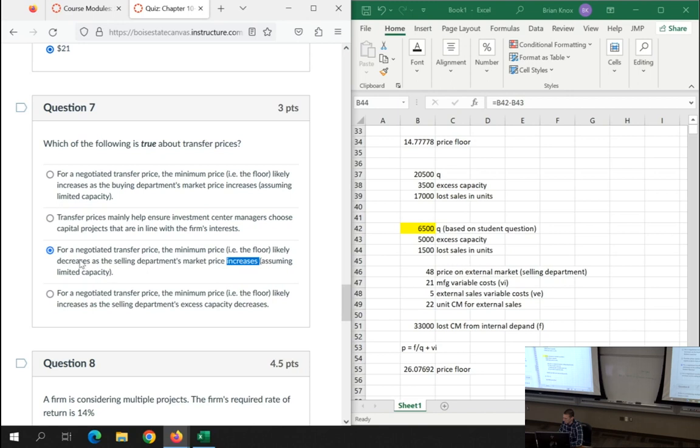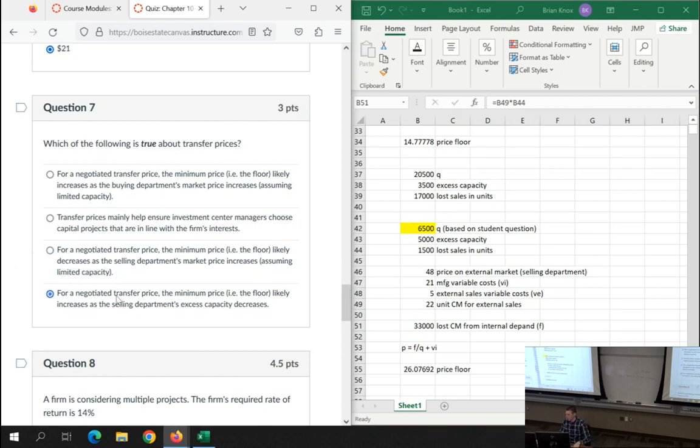The increases here and decreases here are incorrect, or at least they don't match. Minimum price likely increases as the selling department's market price increases, assuming limited capacity. If we had no limited capacity, there wouldn't be a difference, because we're just picking out that VI because fixed cost is 0. We have no lost sales to multiply the CM by. This just equals 0. So it would make no difference for the minimum price floor if there weren't limited capacity.